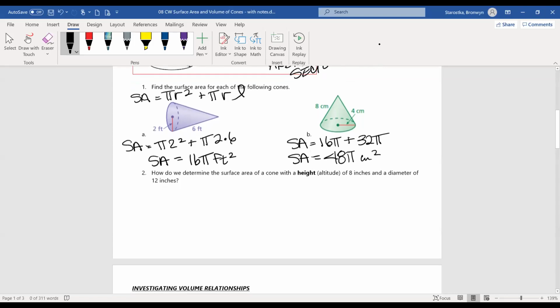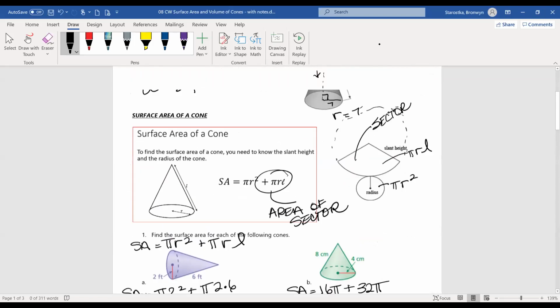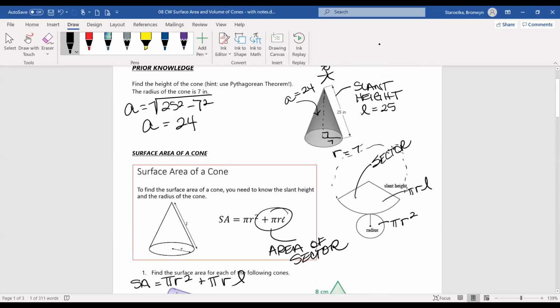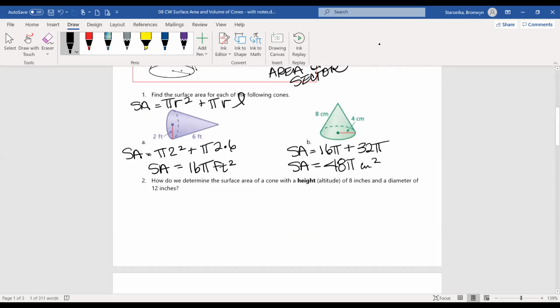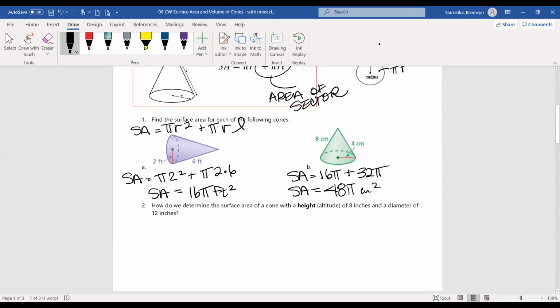This one, so going back up here, remember where you had to find the altitude in the prior knowledge problem? So this is going to be the trick with cones like it was in pyramids. You might need to use the Pythagorean theorem to find the missing side. So let's look at this. How do we determine the surface area of a cone if they've given us the altitude and the diameter? If the diameter is 12, what do we know? Right off the bat, let's tell ourselves radius is 6.